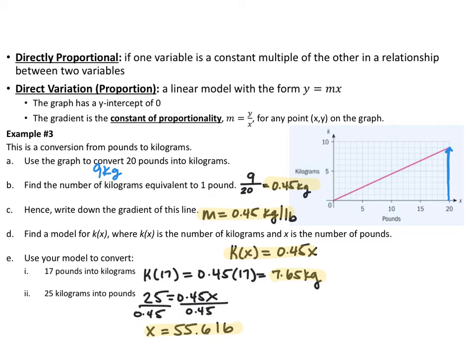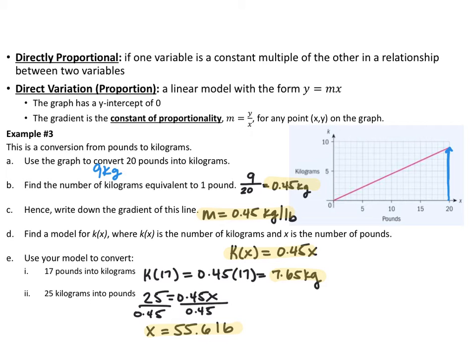So I looked at the graph for part A, and I converted 20 pounds, so I went to 20 pounds on the x, and I found that it was equivalent to 9 kilograms. So then for part B, find the number of kilograms equivalent to 1 pound. If 9 kilograms is equivalent to 20 pounds, I did 9 divided by 20. 1 pound is equivalent to 0.45 kilograms. Hence, the gradient is 0.45 kilograms per pound, because it's y divided by x. Find the model. Since it's a direct variation, it's just k(x) = 0.45x. Whatever your pounds are, you multiply by 0.45, and that's your kilograms.